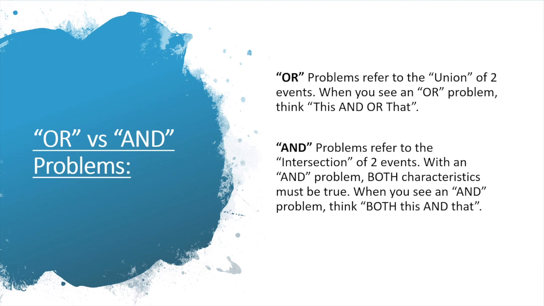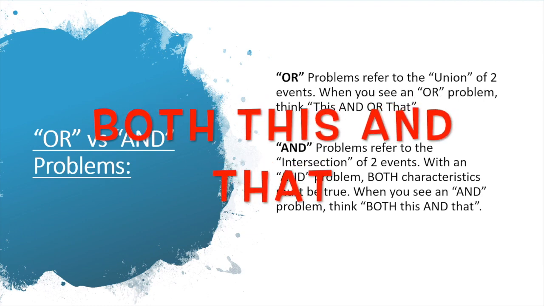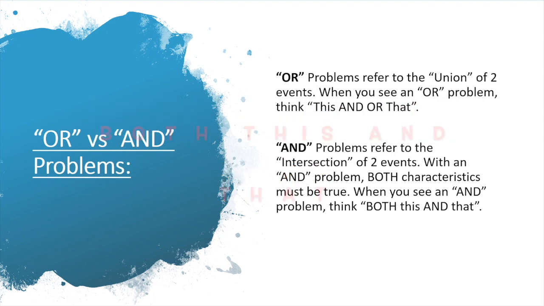And problems are much more exclusive. And involves the intersection of two events. So for an and problem, both characteristics have to be true. So when you see an and problem, you want to think it has to be both this and that.